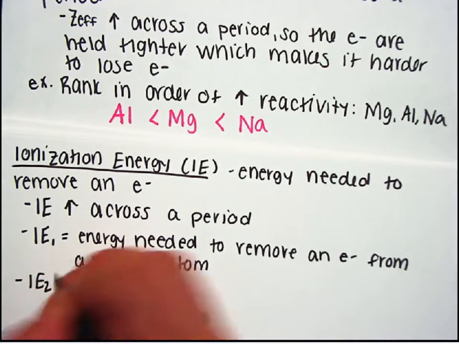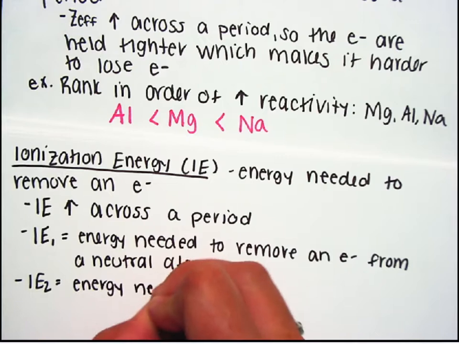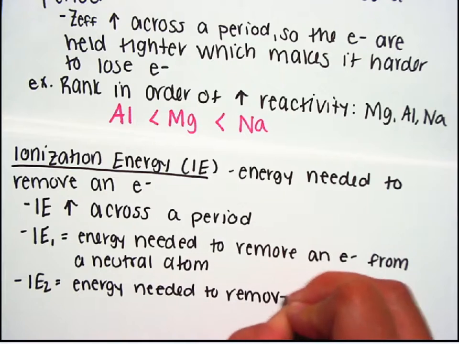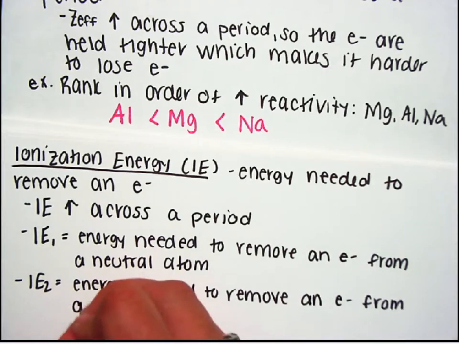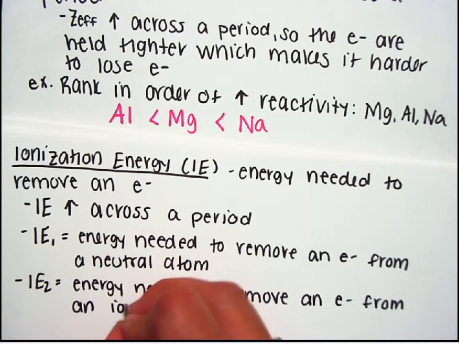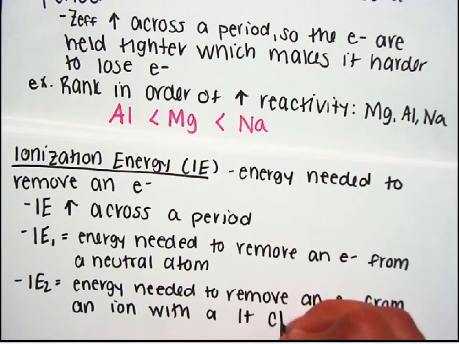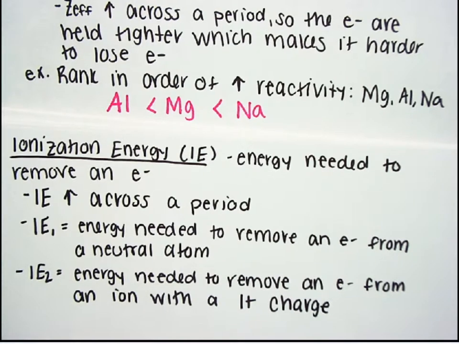If I had IE2, this would be how much energy it needs to remove a second electron. So this would be the energy needed to remove an electron from an ion with a 1+ charge. Each succeeding ionization energy is larger than the preceding ionization energy. So it's going to take more energy to remove the second electron than it will from the first.